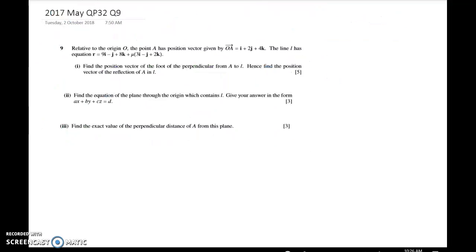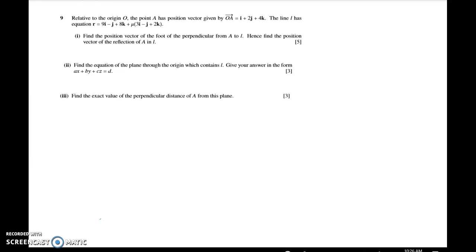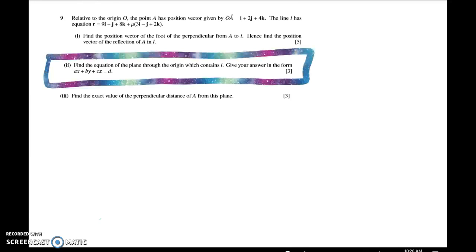And in this one, we're going to keep going with the vectors question we did earlier. So we have to now find the equation of a plane. And it's using the same line that we had earlier. So here's the vector equation of the line L. Now we're looking for the plane that goes through the origin and contains that line. So this question's got nothing to do with that point, so we'll just get rid of that.